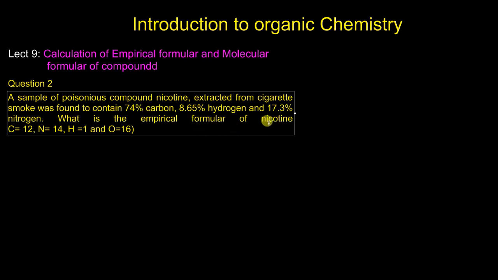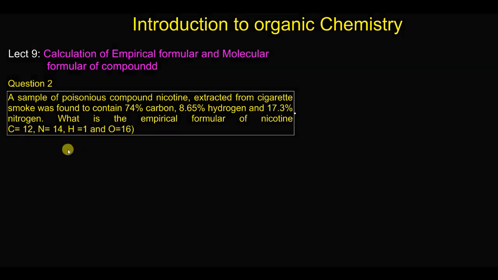Now, nicotine is a poisonous compound found in cigarettes, and still people smoke the cigarette. And so we are going to find the empirical formula, that is the smallest ratio of the atoms of the elements within the compound. So quickly, the solution. Let's write the solution here.